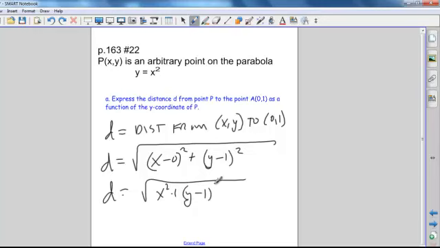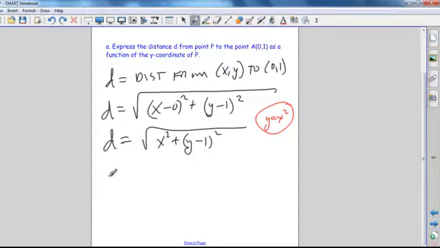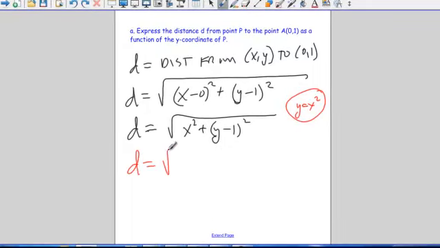And we run into the same problem we have with the other question, that is, we've got 3 unknowns here and can't graph this. It does say just get distance in terms of the y coordinate. But, wouldn't you know, recall, y equals x squared. That's our original formula for the parabola. So we can replace x squared with y. So our distance equals the square root of y plus y minus 1 squared.